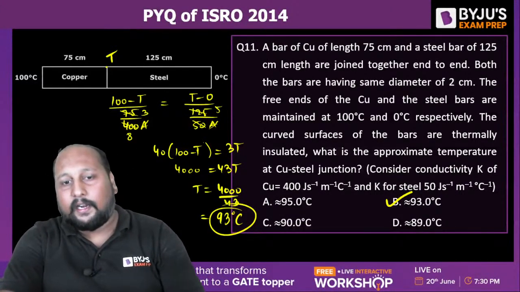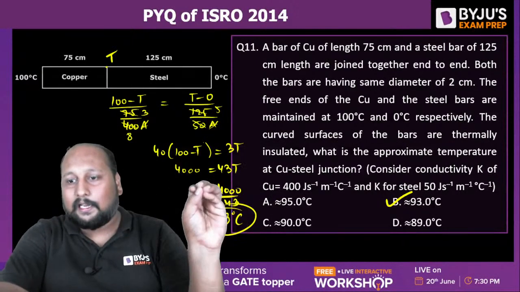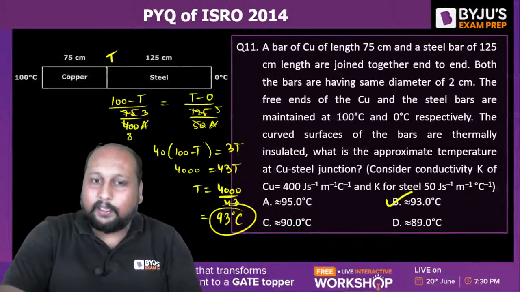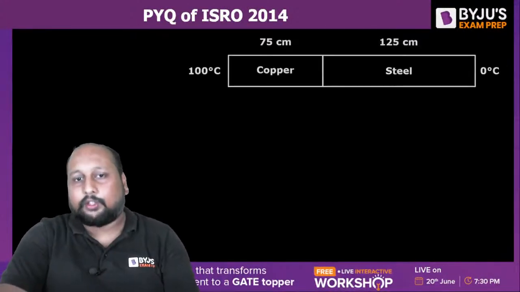Very good, Arnab. Very good. 93.02. I hope you are not using the calculator to solve this question. Okay. Calculator mat use kijiye. Try to apply simple calculation. Chalo, next question. Ho gaya ye?